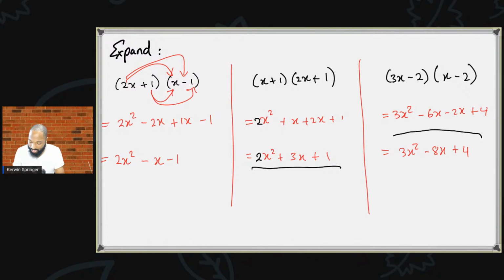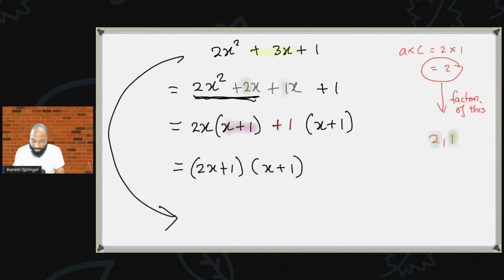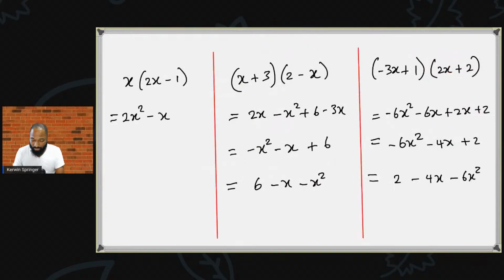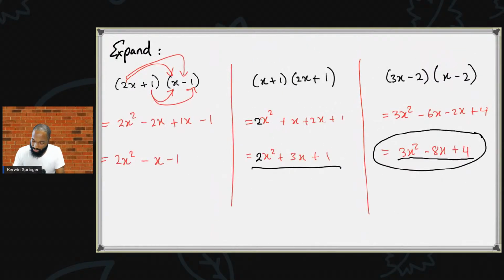So let's take the next one. Let's take one that's looking a little more challenging. Let's take this 3x squared minus 8x plus 4 and try to do the same thing. We factorize. These are two marks. So we're going to take this one, 3x squared minus 8x plus 4, and we're going to try and bring it back.